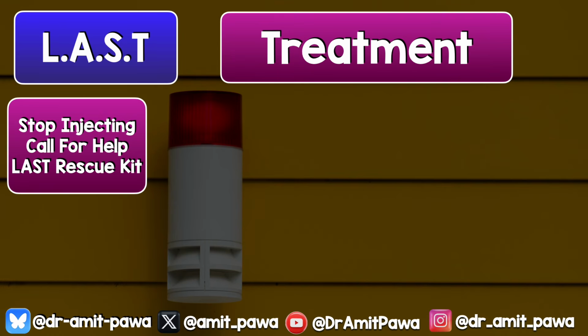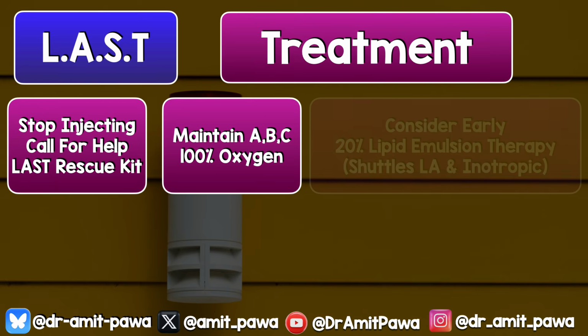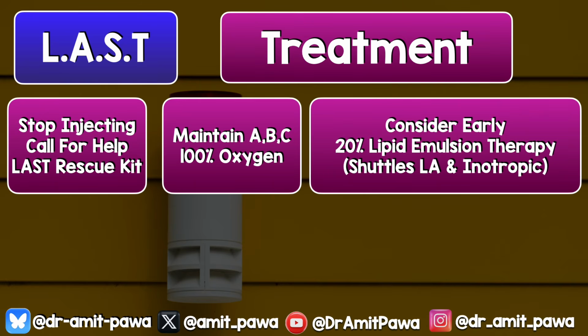Well, the first thing to do, of course, is stop injecting the drug. Call for help and call for your local anaesthetic systemic toxicity rescue kit. And if you haven't got one, now's the time to make one. Obviously, maintain your airway, breathing, and circulation, give 100% oxygen, and consider early 20% lipid emulsion therapy.